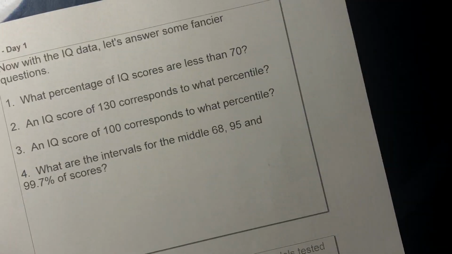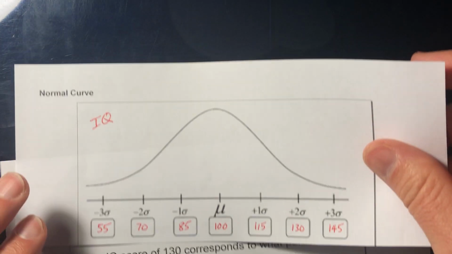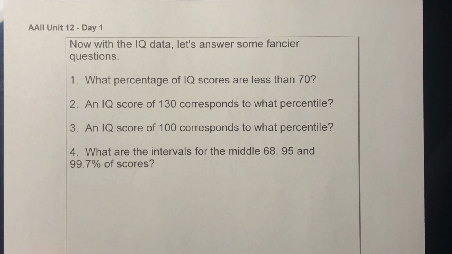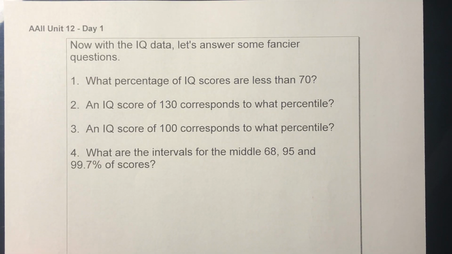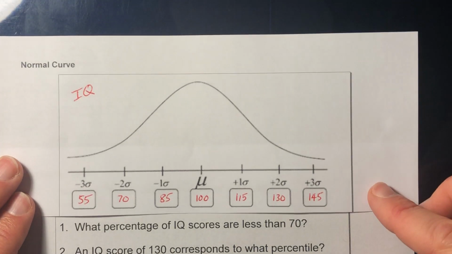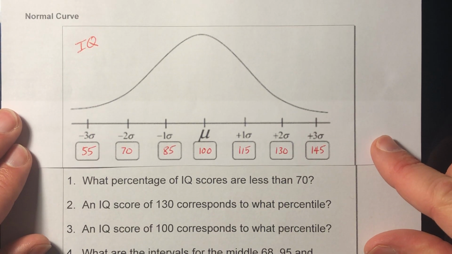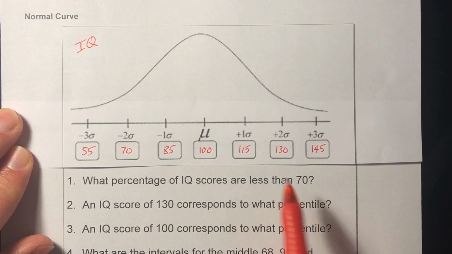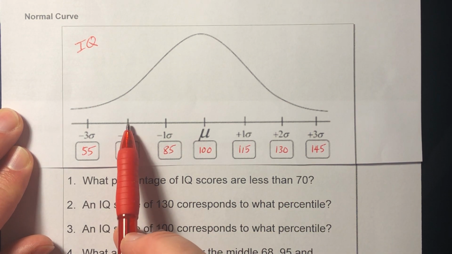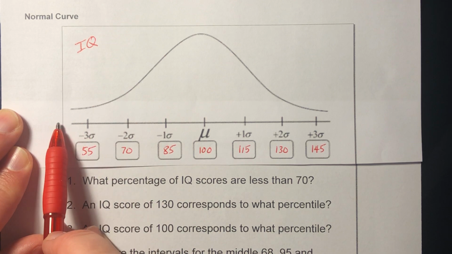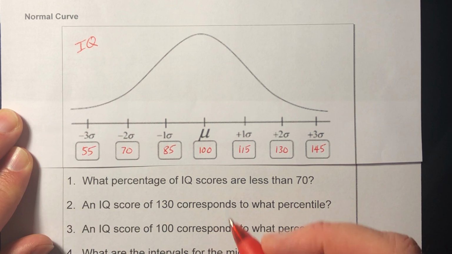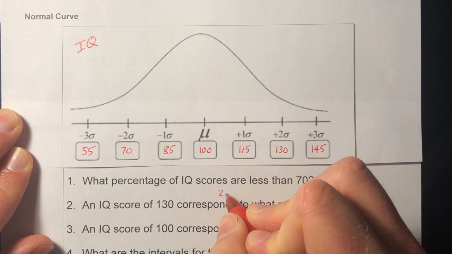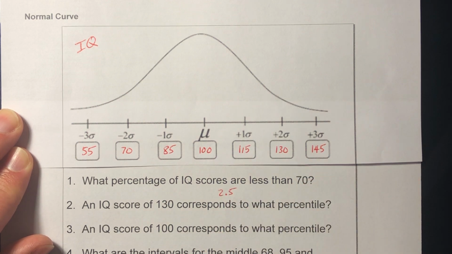Okay. All right, almost done. So here's some more questions. So we still have our IQ data. Okay, let's answer some more questions here, some fancier questions. All right, so here's our data. What percentage of IQ scores are less than 70? So here's 70. So what percent would be less than 70 to this direction? So that's going to be 2.5%. Okay.